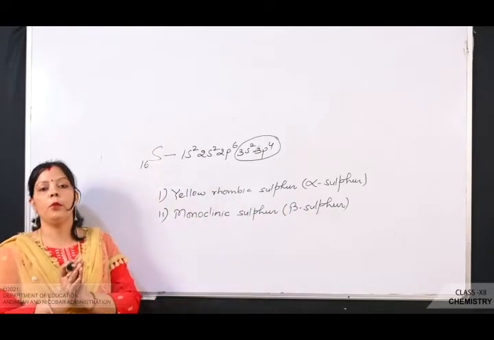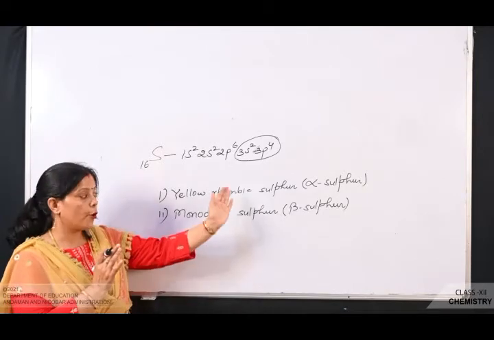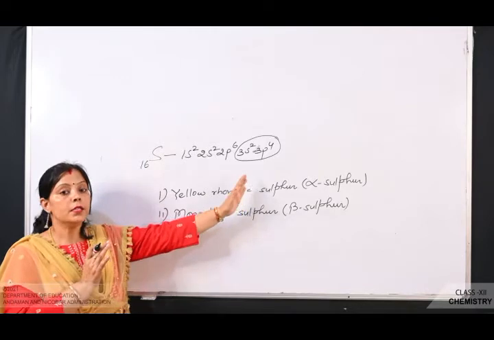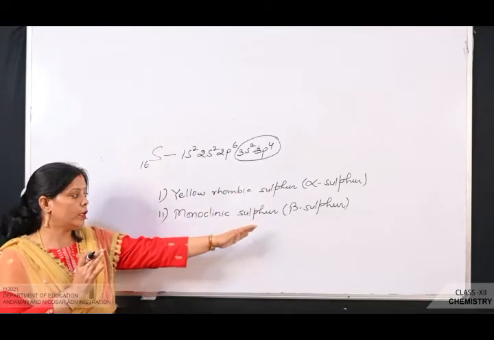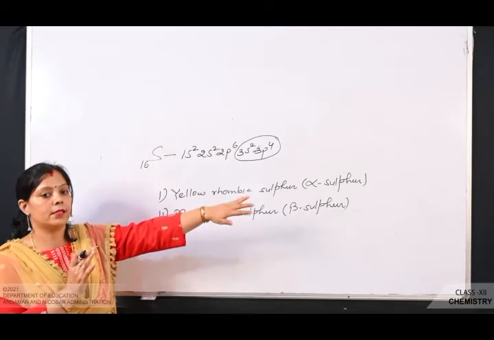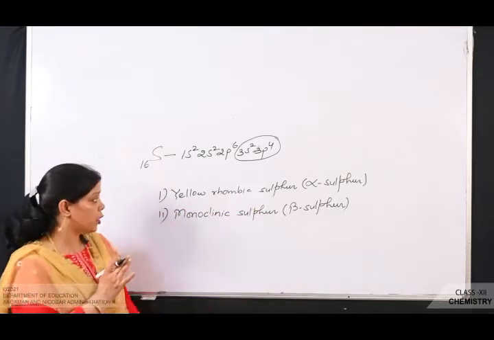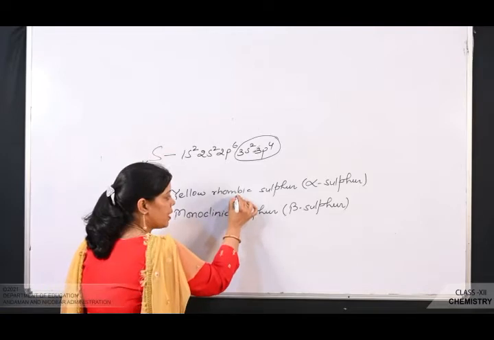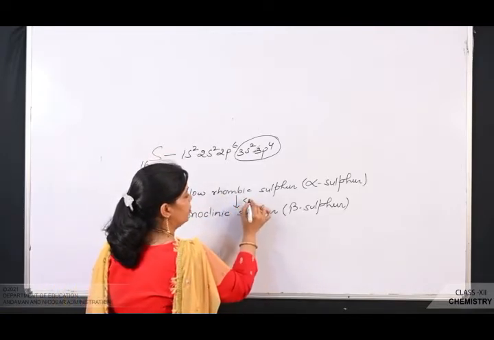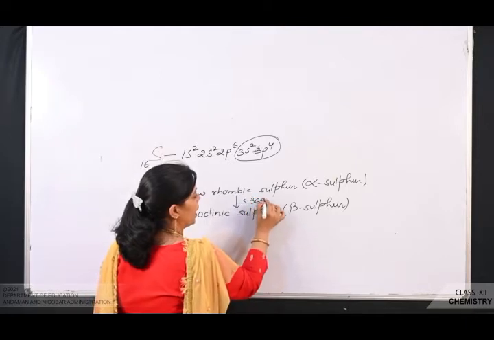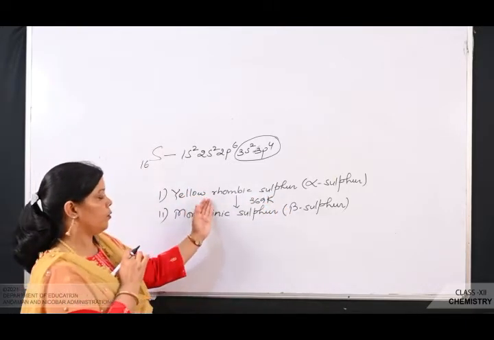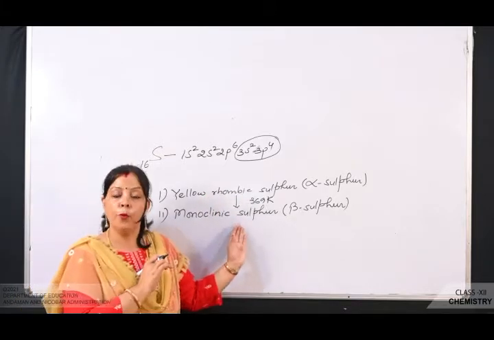So the stable form of sulfur is the rhombic sulfur, children. The alpha form of sulfur is very stable, and it transforms into the monoclinic form when heated above 369 Kelvin. So it means the rhombic sulfur can be converted into monoclinic sulfur when the temperature is above 369 Kelvin.